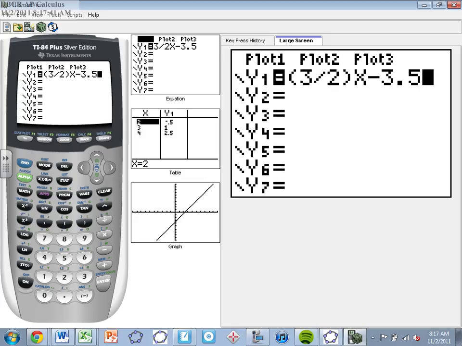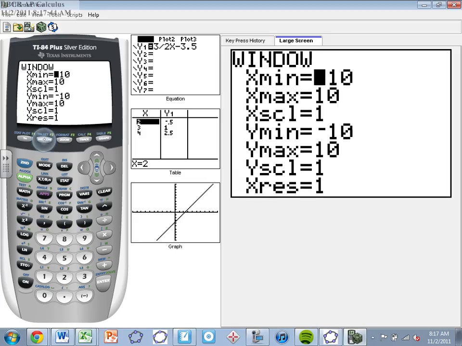What if for some reason my window was not set up that way? So this is giving me the window commands. It's saying that the minimum x is negative 10, the maximum x is 10, going by ones. The minimum y is negative 10, the maximum y is 10, going by ones. So let's say somebody had used your calculator and it was at negative 25 to negative 10. Okay, and I try to graph this.